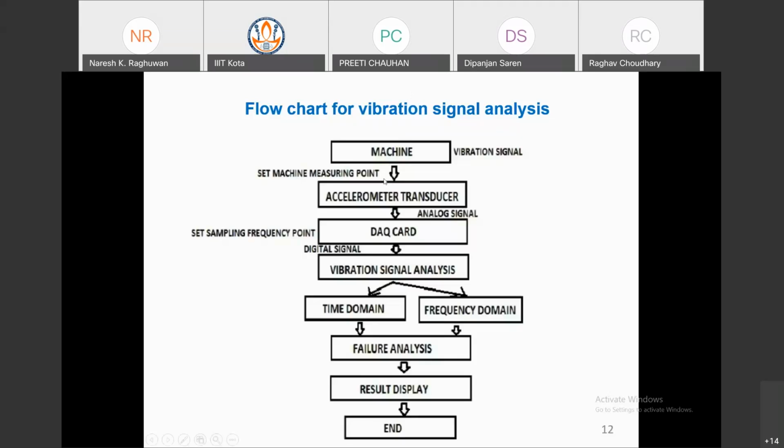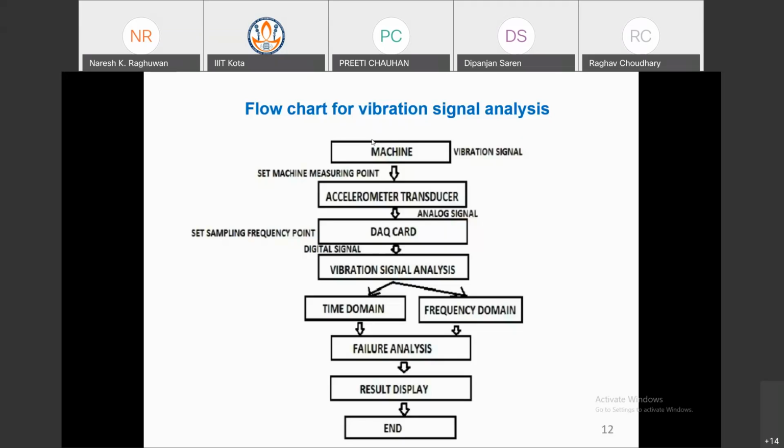So where we have to put the accelerometer. Some orientations I explained on the previous slide, the three directions. Suppose you are capturing the bearing vibrations, then you put the accelerometer on the top of the bearing housing. If a gearbox is there, you can put the accelerometer on the housing of the gearbox. I will show you in some next slide some pictures of the machine and also the placement of the accelerometer.